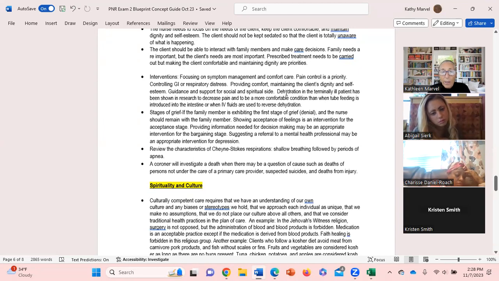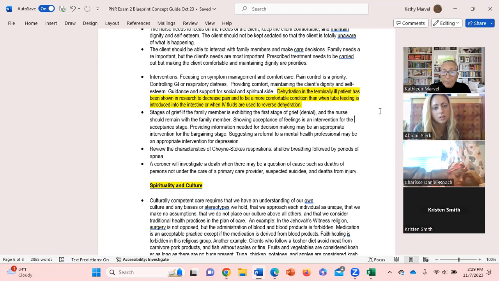Pain control is priority. One thing to remember, I think we reviewed this in class, is sometimes dehydration is okay. Dehydration in the terminally ill patient has actually been shown to decrease the pain and have the client more comfortable. Why do you think that is? Because you're not forcing fluids when they don't feel like it. Right.